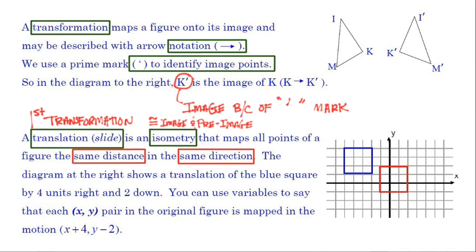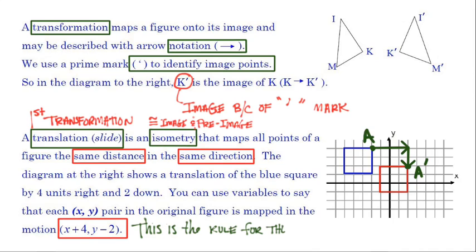So over here we have a translation of the blue square to the red square. And I go 4 units right and 2 units down. The way that looks is I start with, let's say, point A, I go 4 units right, I go 2 units down, and that becomes A prime. That's my transformation. In this case, it's a translation. And then the thing that looks a little tricky is I have a rule that shows me what to do with this ordered pair.